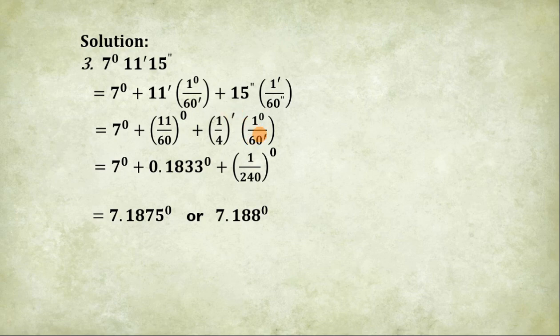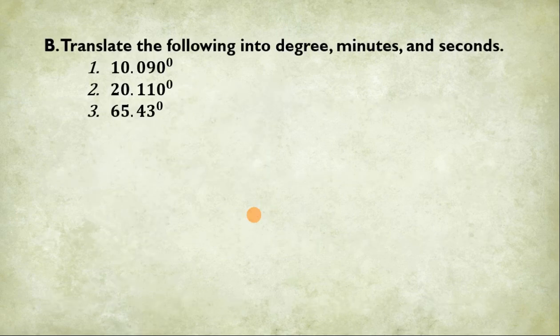So we have here 1/4 times 1 over 60 degrees, or 1 times 1 is 1. 4 times 60 is 240, and the unit is already in degrees. So since all the addends have degree units, we can add them together. So it is 7.1875 degrees, or 7.188 degrees. And we move on to letter B.